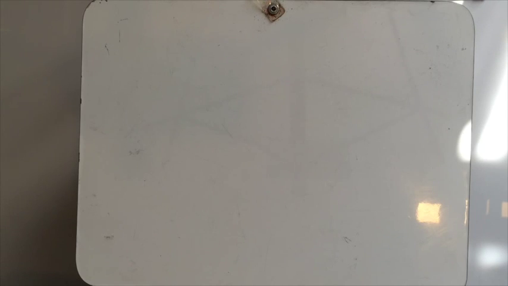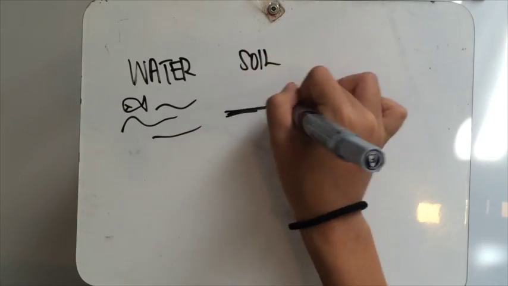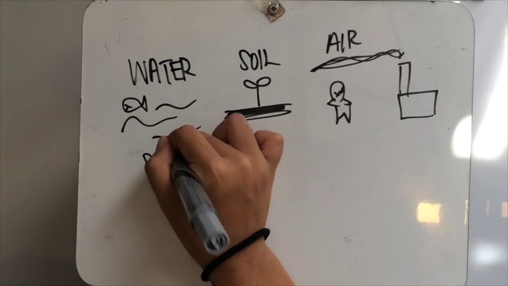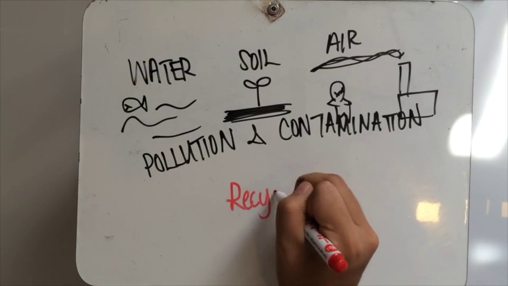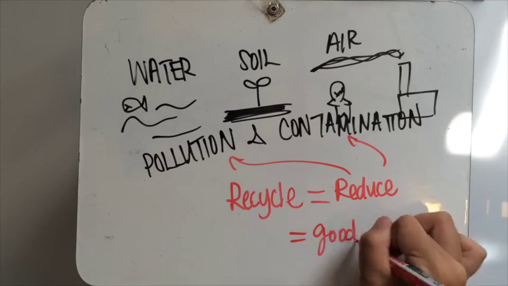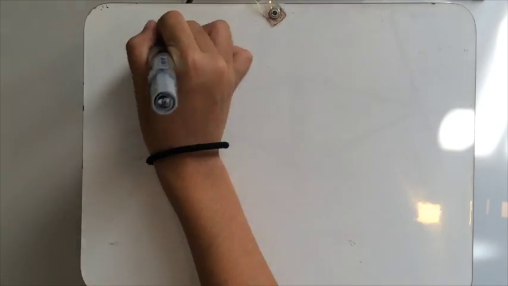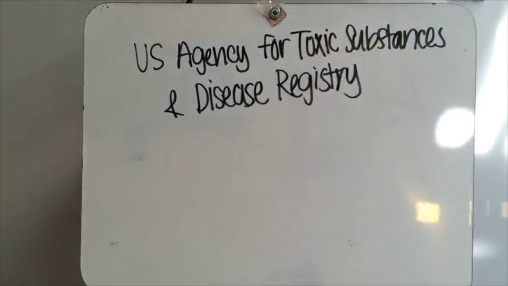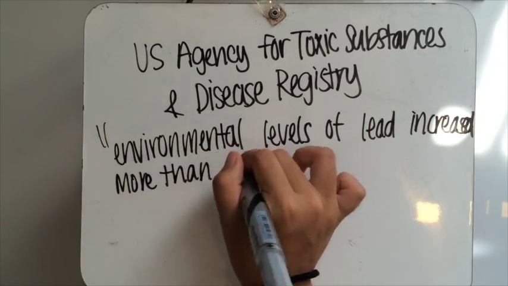Lead has a big impact on the environment. Lead leaking into water and soil causes contamination, and the lead dust also causes air pollution. People and animals can get lead poisoning from inhaling lead substances. Recycling can reduce this pollution and contamination because most of it is caused by the extraction process. According to the U.S. Agency for Toxic Substances and Disease Registry, environmental levels of lead have increased more than 1,000-fold over the past 3 centuries as a result of human activities.